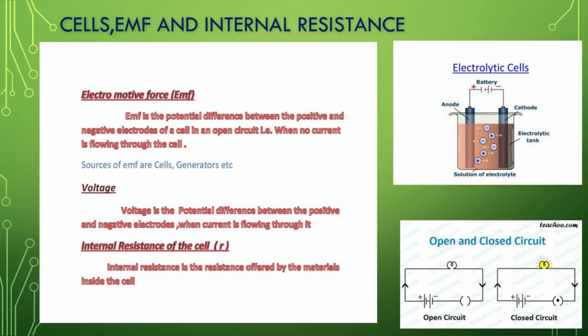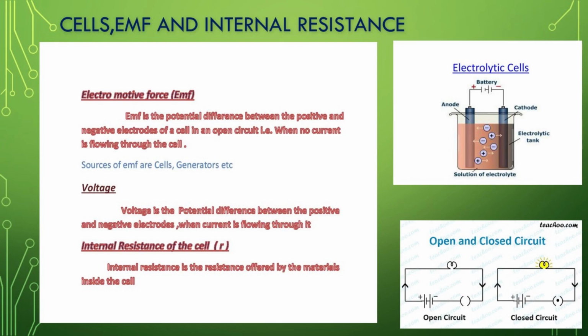Cells, EMF and internal resistance. An electrolytic cell has two electrodes which are immersed in an electrolytic solution. EMF. EMF is the potential difference between the positive and negative electrodes in an open circuit. That is, when no current is flowing through the cell. Sources of EMF are cells, generators, etc.